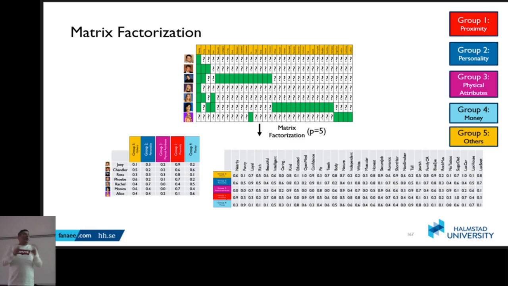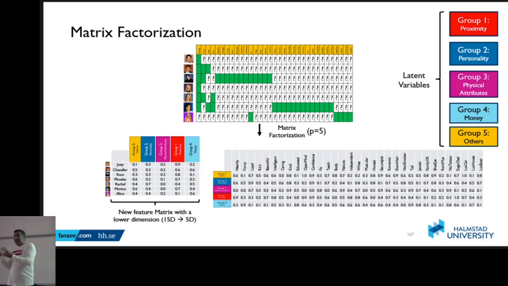These latent variables, in this example, are very simplified. Each latent variable is related to one concept, but sometimes each latent variable can be a combination of multiple concepts. For instance, money plus proximity, money plus proximity plus something else. But in this simplified example, you can see how you can interpret this. So these are called latent variables.